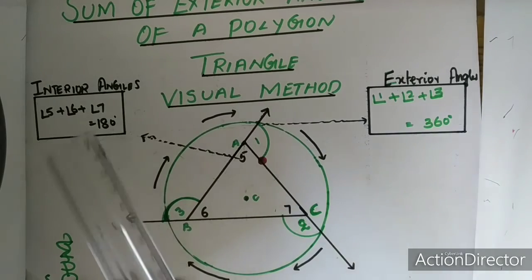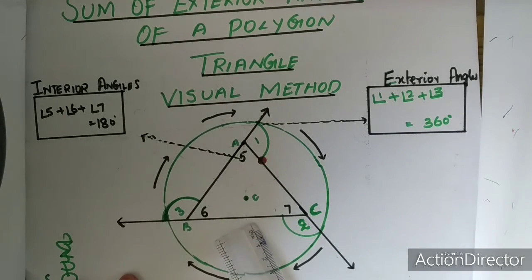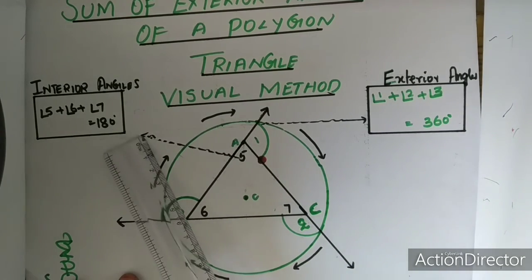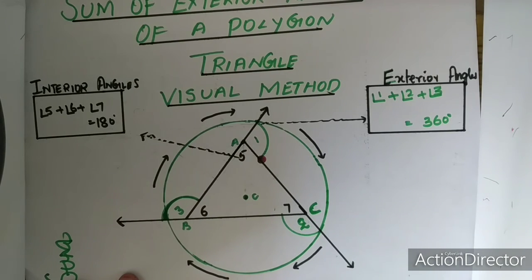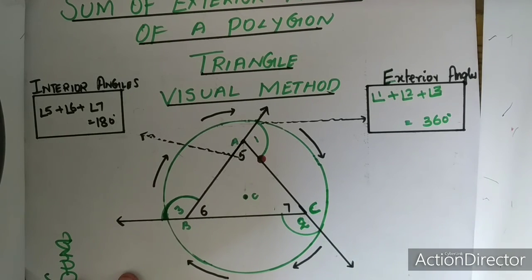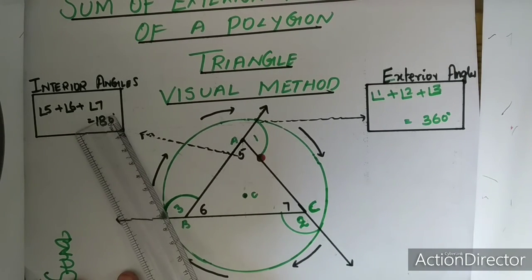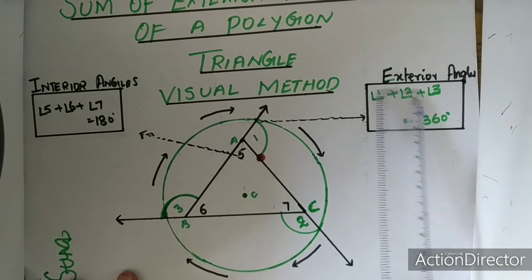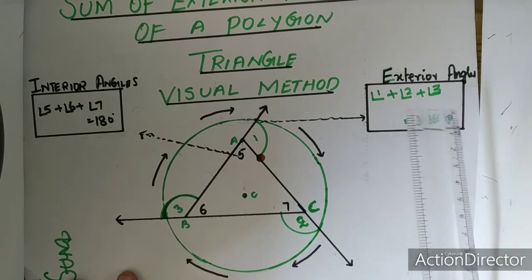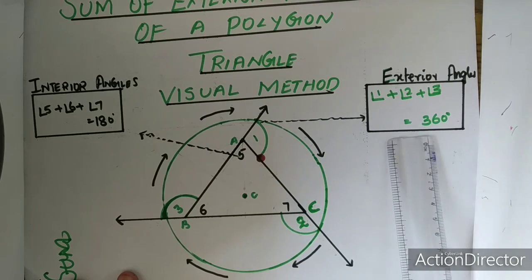Whereas the interior angle differs for each type of polygon you have. If it is a triangle, it will be 180 degrees. If it is a quadrilateral, it will be 360 degrees. This goes on. So we have derived the general formula in the earlier classes. The general formula was (n minus 2) into 180 degrees. But in the case of exterior angles, it is the same for all polygons.